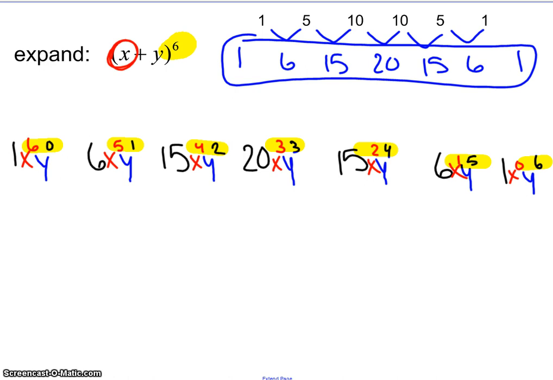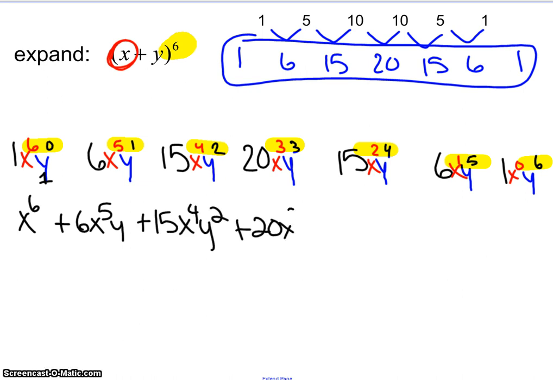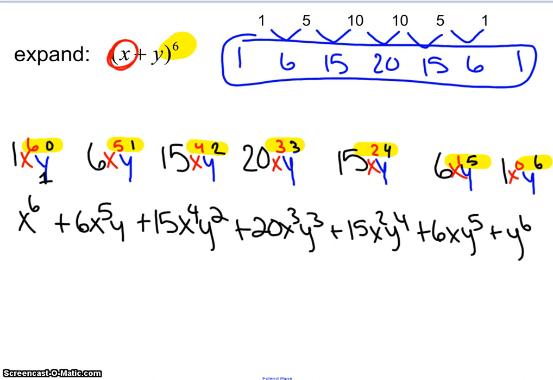Now what I want to do is simplify each of those. So 1 times x to the 6, y to the 0 goes to 1. Plus 6x to the 5th y, plus 15x to the 4th y squared, plus 20x cubed y cubed, and so on and so forth. And when we get down to that last one, remember x to the 0 goes to 1, so we're just left with y to the 6th. A little bit of work, but think about if you were going to take x plus y times itself 6 times. A lot more work.